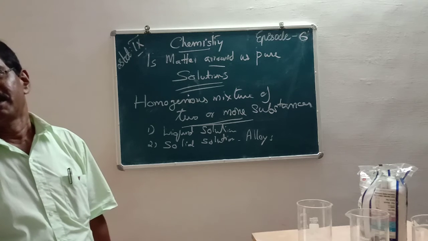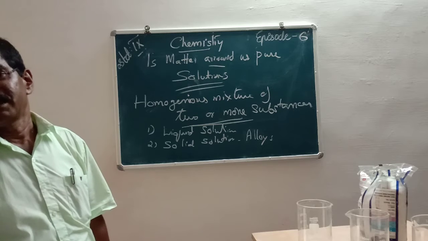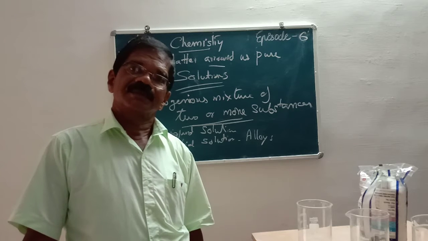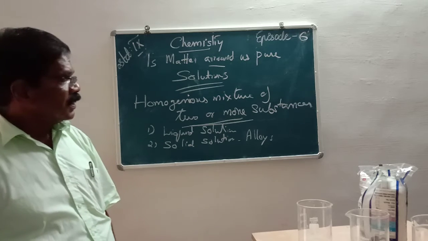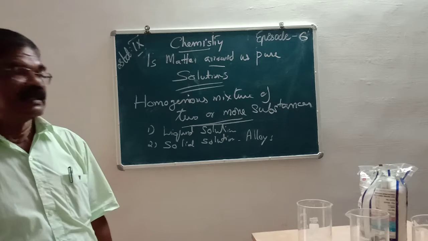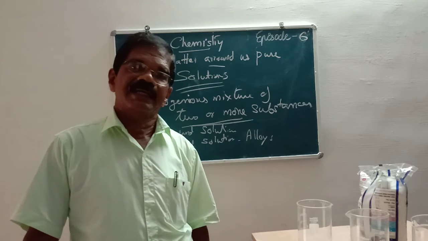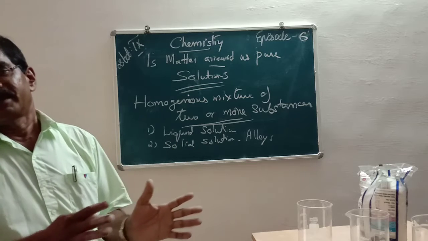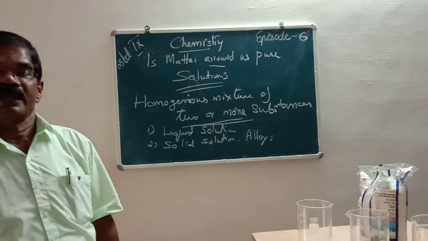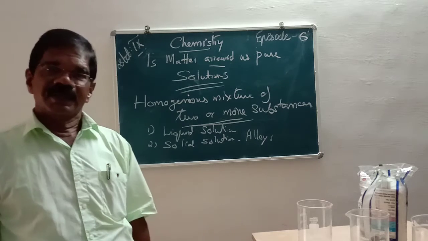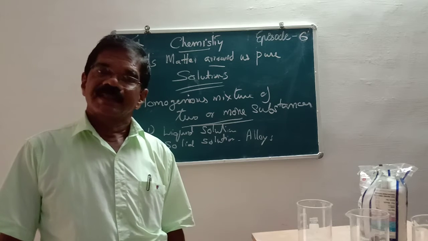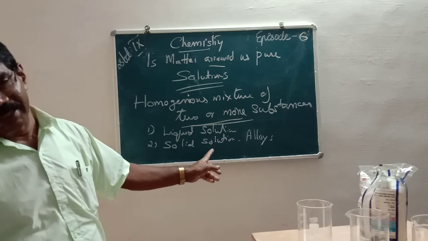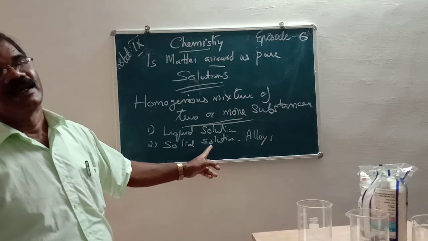Similarly, brass. Do you know brass? In Malayalam it is known as pichala. Similarly, bronze. They are also alloys of metals. Brass is a mixture of 70% copper and 30% zinc. These two metals combine to form a solid solution. But what are their properties? The component elements cannot be physically separated. Though they cannot be physically separated, they also show their individual properties.